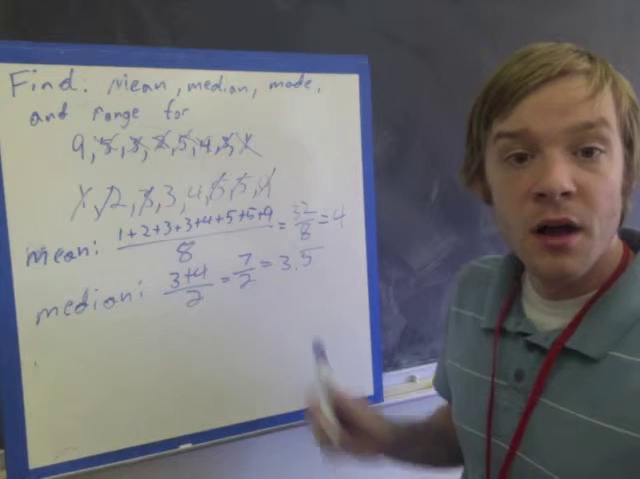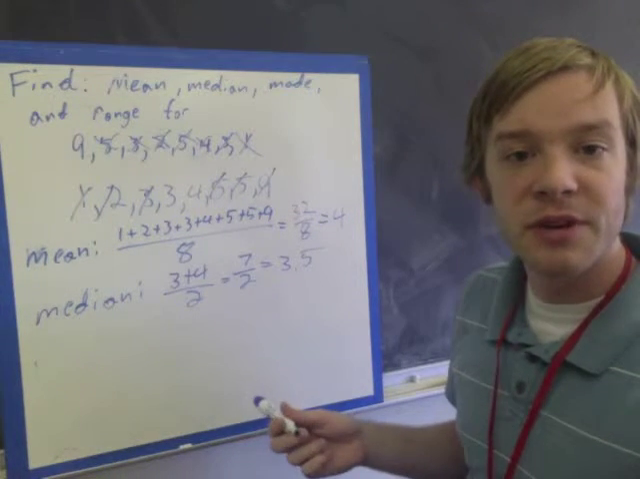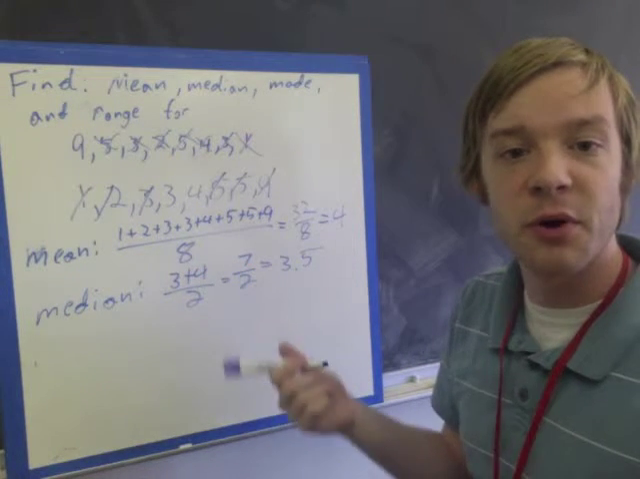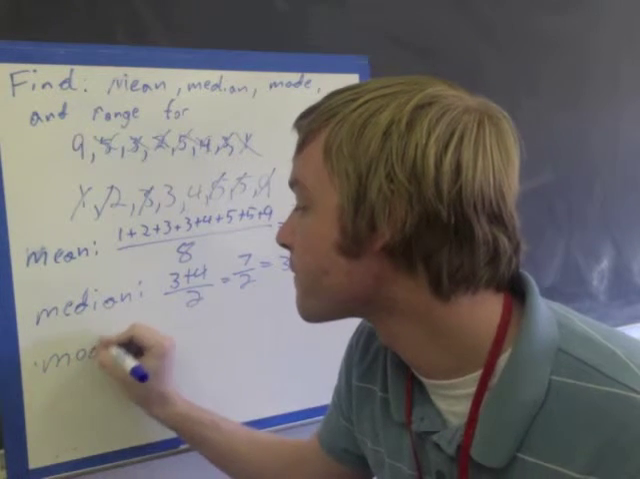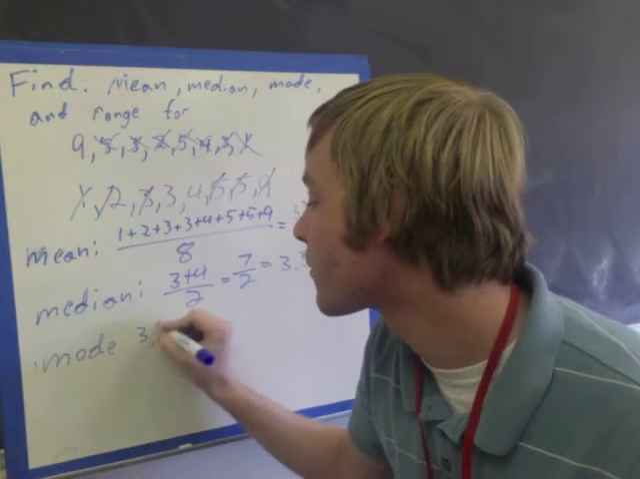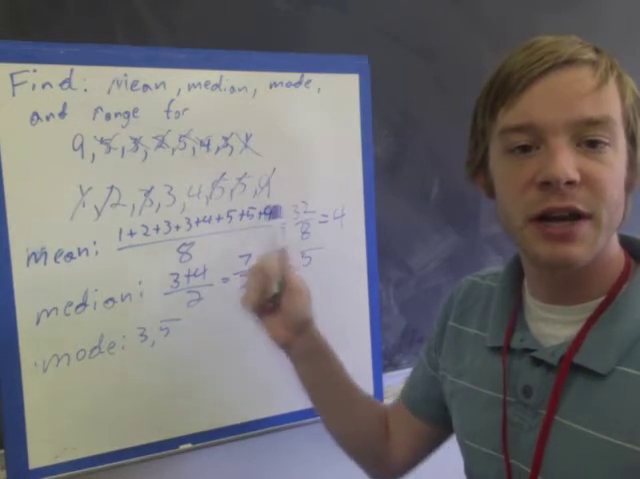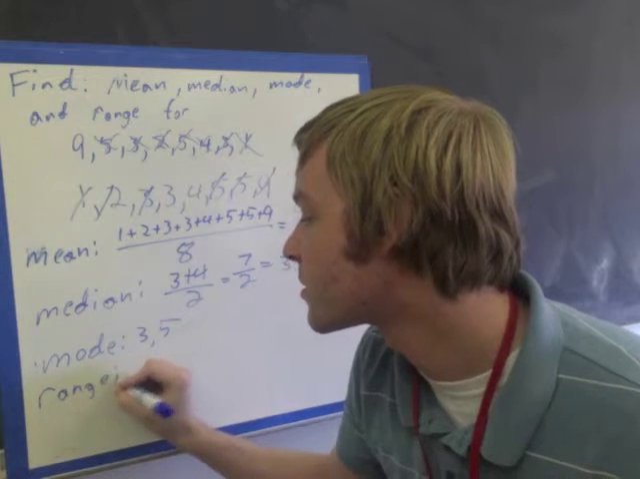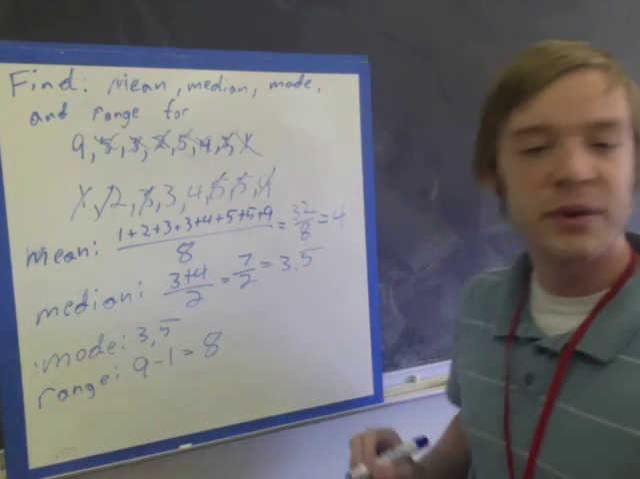Next we need to check mode, and mode is the number that happens most often. So we've got 2 3s and 2 5s, so our mode is both 3 and 5. And lastly, the range, we simply subtract 9 minus 1. And we get a range of 8.